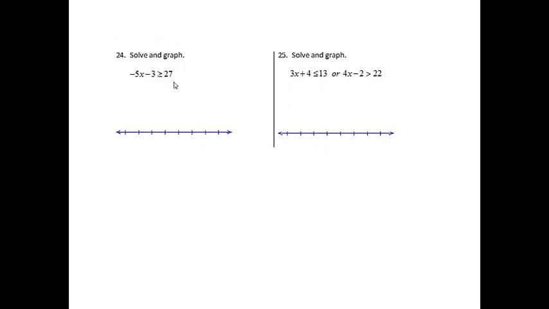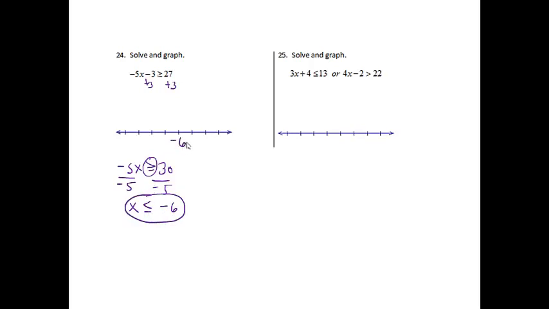Problem 24, solve and graph. Right, this one, we want to start by getting rid of the minus 3 by doing plus 3 to both sides. So now I'll have them to come down here. I'll get negative 5x is greater than or equal to 30. I'll now divide by negative 5. And if you remember, if we divide both sides by negative, we have to switch the way that this is going. So I'm going to get x is less than or equal to 30 divided by negative 5, which is negative 6. So this is part of my answer.